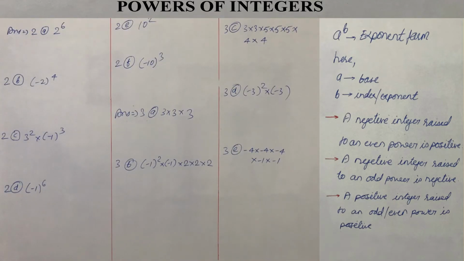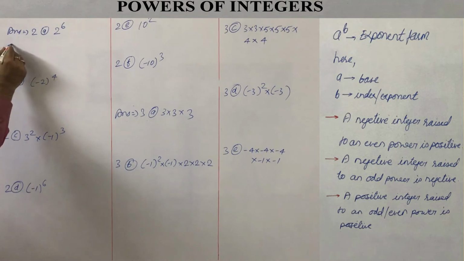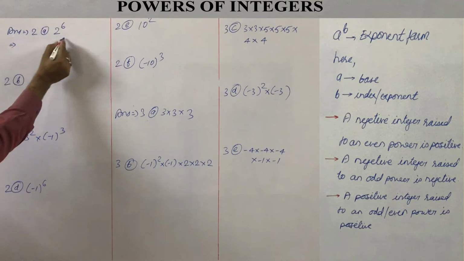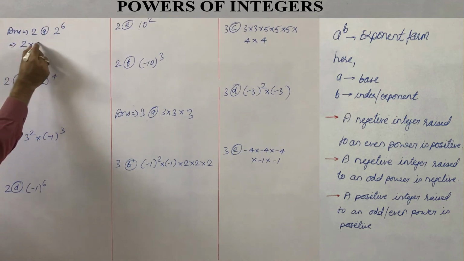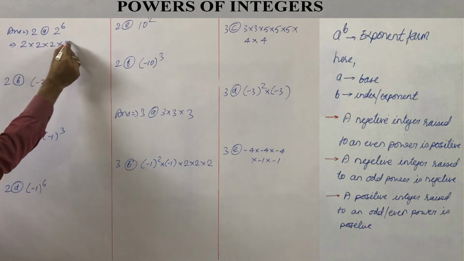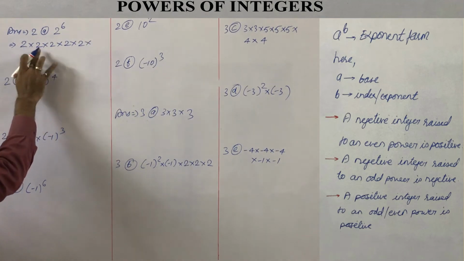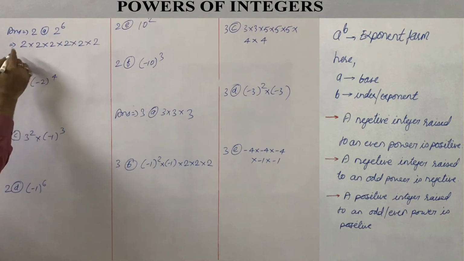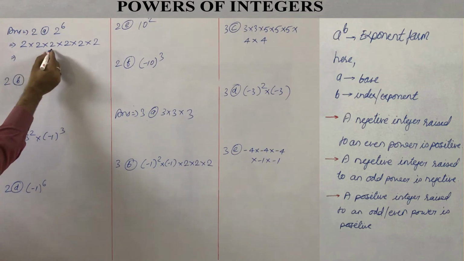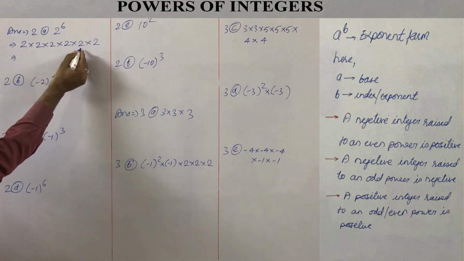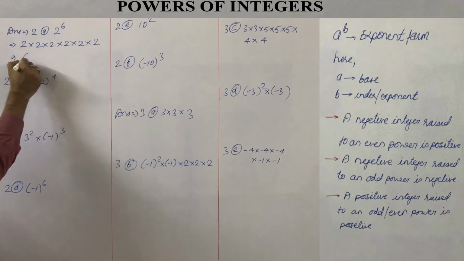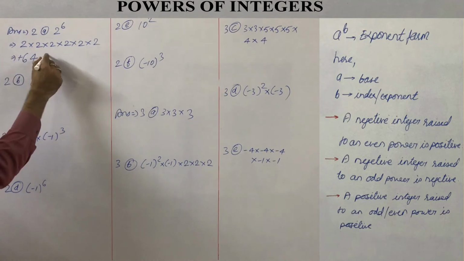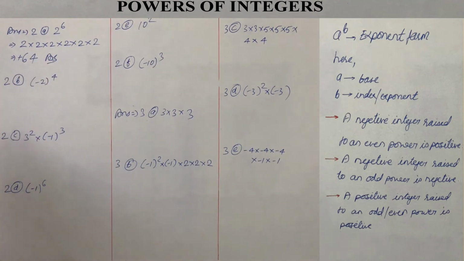Next, question number 2. Write each of the following in product form and find the value. So first of all we have to write in product form. Part A, 2 to the power of 6. So 2 to the power of 6 means multiplication of 2, 6 times. So the total is 2 into 2, 4, 4 into 2, 8, 8 into 2, 16, 16 into 2, 32, into 2, 64. So 64 is your final answer.